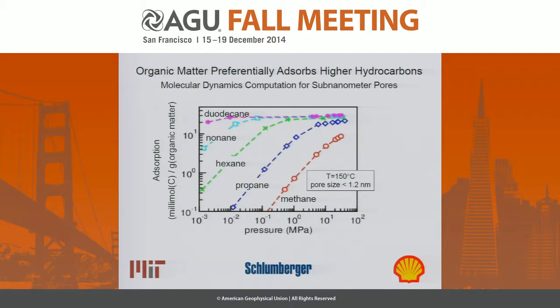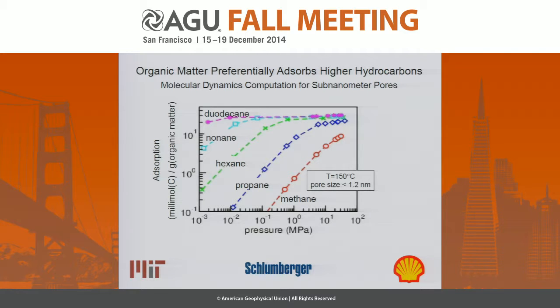This is a plot of adsorption on the vertical axis plotted against pressure in megapascal on the horizontal axis. Both scales are logarithmic. And the lines are appropriate for various molecular species, starting with methane, which has 1 carbon atom, propane has 3, hexane has 6, nonane 9, and dodecane 12 carbon atoms. And these are represented as linear straight chain alkanes, which, like I say, is quite common in these reservoirs.